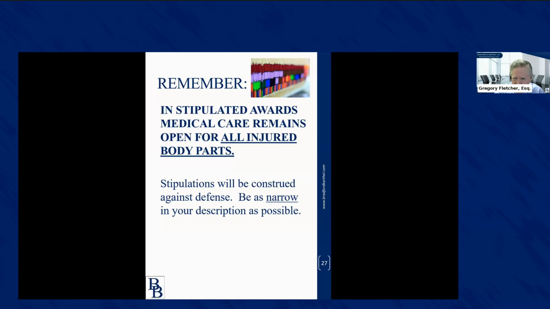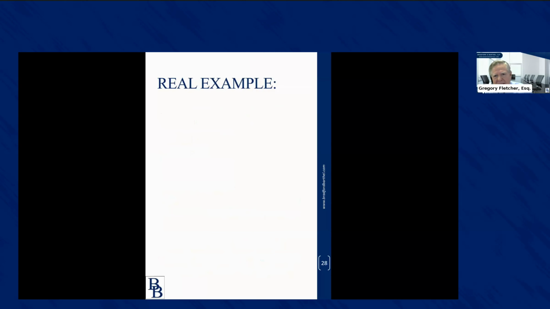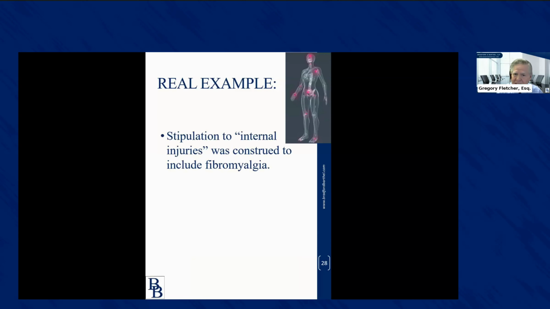Because if you injured your toe and you write lower extremity, you're going to provide treatment for that entire lower extremity, not just the toe. If you injured the toe and you say toe, in most cases, they're going to be limited to the toe. Foot instead of lower extremity, low back instead of back or spine. Now, there are going to be some exceptions, and we'll get into that. But here's a real example that should scare all of us out there. Someone stipulated to just internal injuries. That was construed to include fibromyalgia.